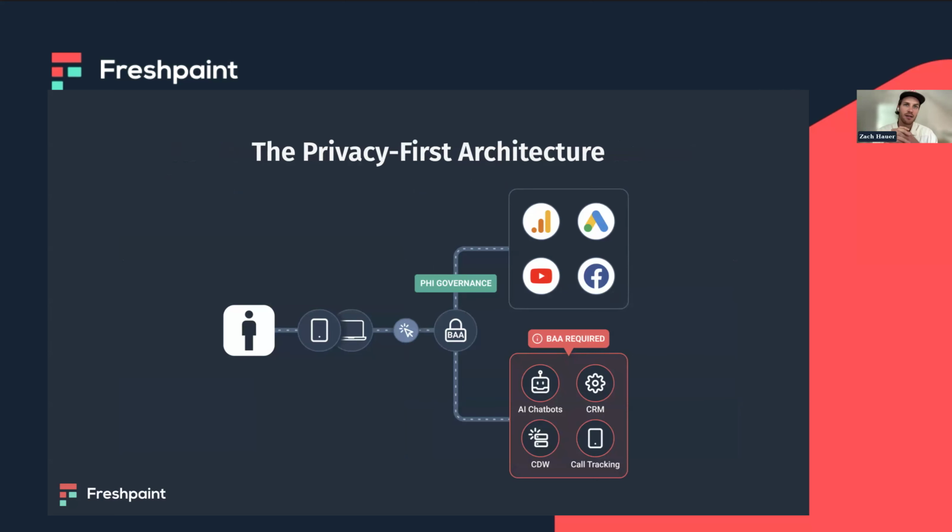Once you have categorized your tool stack, the next step is to implement a PHI governance or filtering layer in order to continue to use these non-BAA covered destinations in a HIPAA compliant manner. This is where Freshpaint enters the picture.